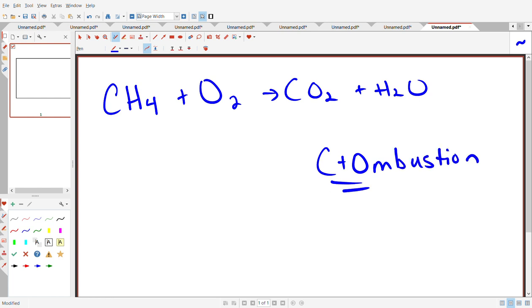Carbon plus oxygen. These are harder to balance. I have 1 carbon and 1 carbon. So far, so good. Now I have 4 H's and 2 H's. So I'm going to put a 2 there. Now I have 4 H's. Here I have 2 oxygens, and here I have 2 plus 2 over there. So I have a total of 4 on the right. So I have to put a 2 here, and then I'm balanced.